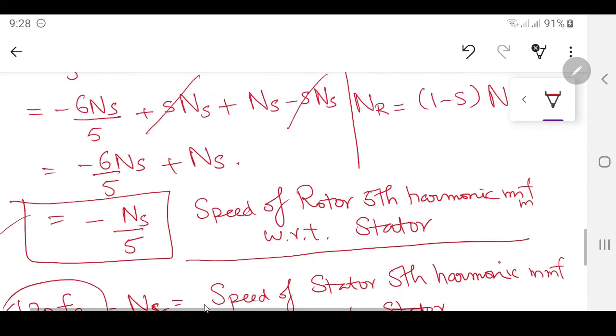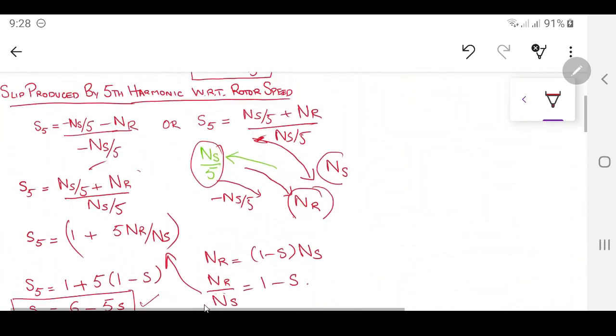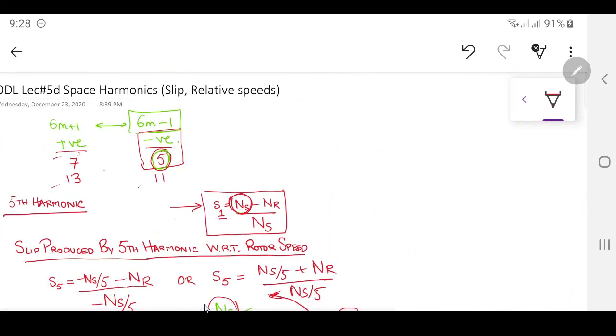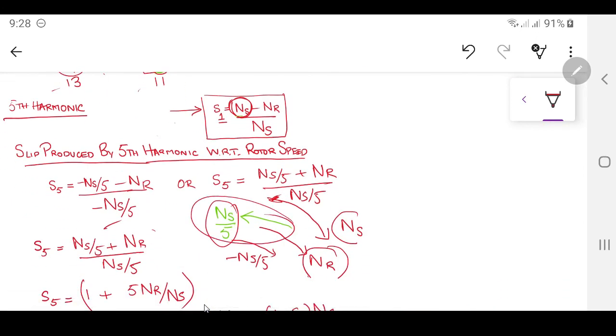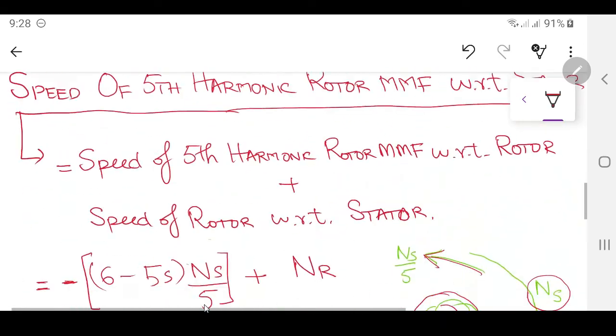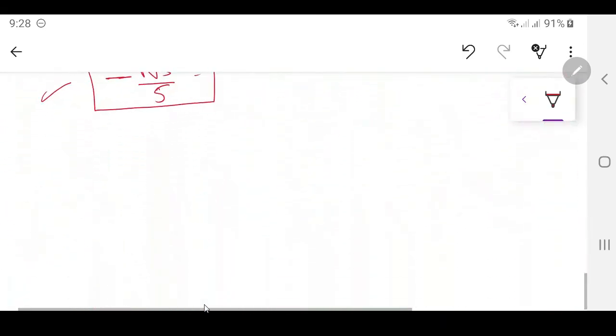So you can repeat all the stuff which we have done over here with respect to the seventh harmonic as well. But remember one thing, when it is the seventh harmonic, it will not be flowing in the opposite direction. It will be flowing in the same direction. So this negative sign will not be there. I did the difficult part over here. You can do this one yourself for the seventh harmonic. I will just write down the end results over here for you, so it's easy for you.